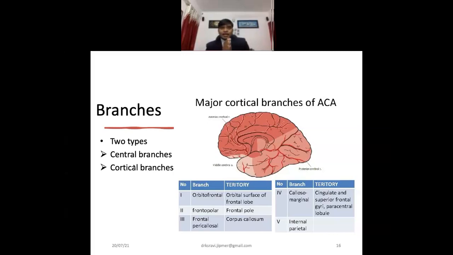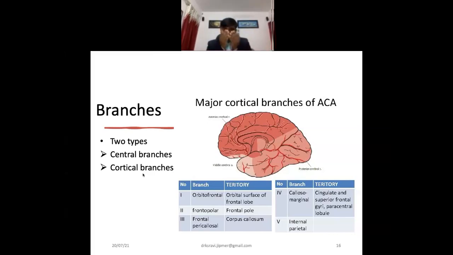And when we talk about the cortical branches, if you see over here, the cortical branches arise from the proximal portion of the major cerebral arteries, like the anterior cerebral artery, the posterior cerebral artery, and the middle cerebral artery. These arise from the proximal portion of the major cerebral and the communicating arteries, and pass into the pia mater, and then undergo branching. We will see the different surfaces of the cerebrum, and then we will see the different cortical branches.